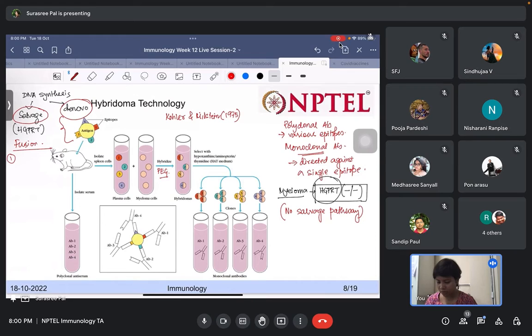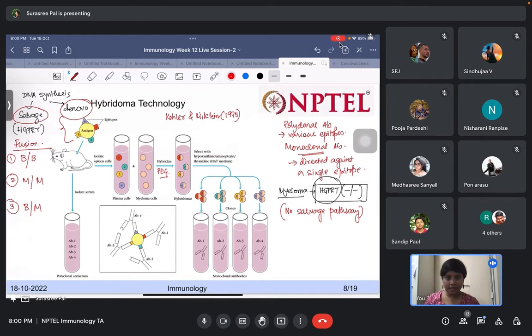One is a fusion between a B cell and a B cell. Next is a fusion between a myeloma cell and a myeloma cell. And the third one, which we require, is a fusion between a B cell and a myeloma cell. Why am I saying that we require this fusion of a B cell and a myeloma cell?